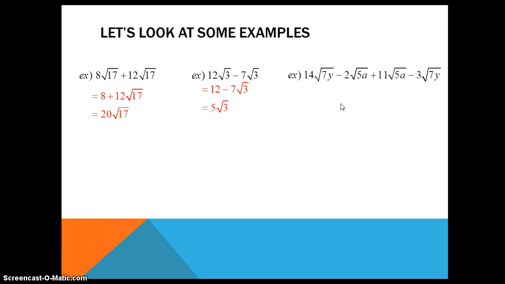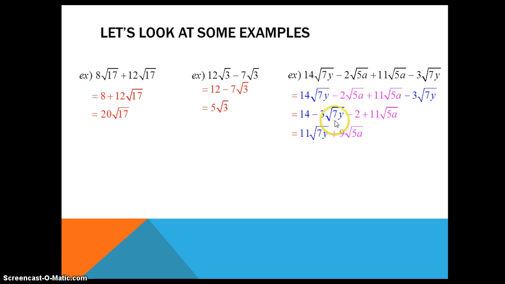Now let's look at this last example. We have two different sets of radicals. We have the square root of 7y and the square root of 5a. We can't put those together, but we can put like terms together. Again, think of it as y and a. If I had 14y and 2a, I couldn't combine them. But I can combine both of the ones that have a's and both of the ones that have y's. So if we look at our example, in blue, you can see the two terms that are like, both with 7y in the square root.